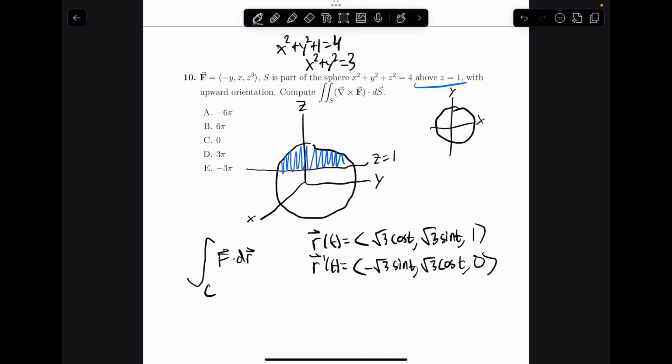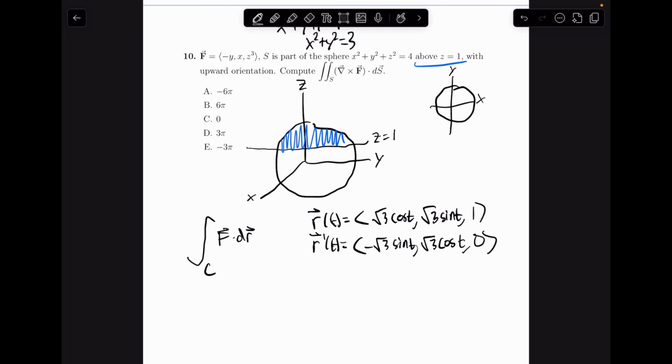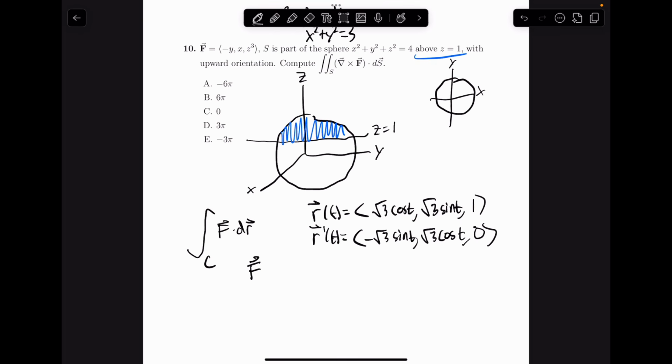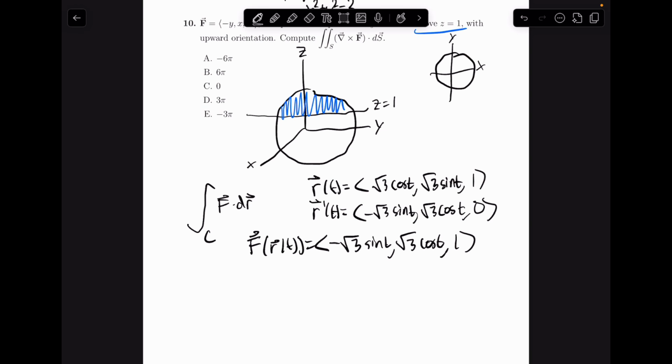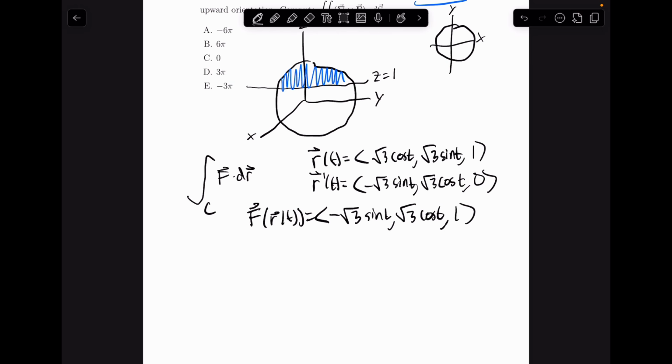Okay, nice. And then we can plug in our r of t into f to find our f of r of t. We're using this r of t right here, plug into f. We're going to get negative square root 3 sine t, square root 3 cos t, and then just 1, since 1 cubed is 1. Okay, great. Now we have to dot our f of r of t and r prime of t, and then integrate over that curve.